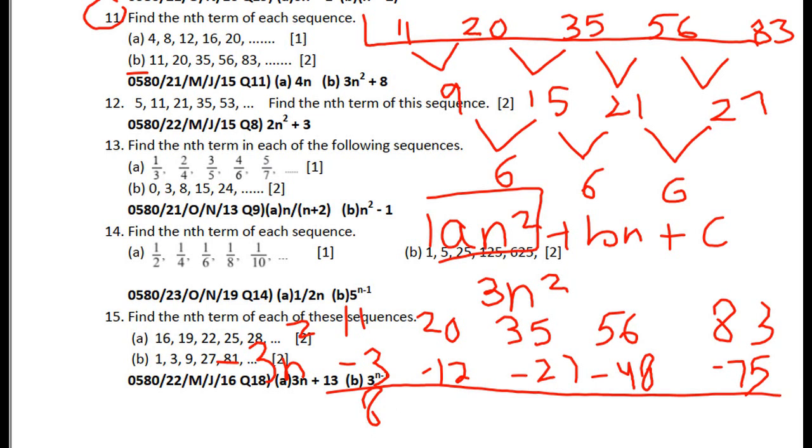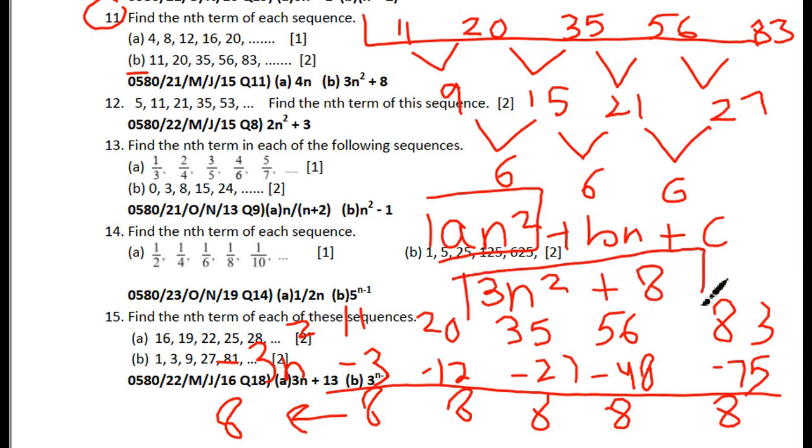We subtract these, we get 8, 8, 8, and so on. So the final expression, the nth term, will be 3n square plus 8. B in this case is 0, which is the answer for 11B.